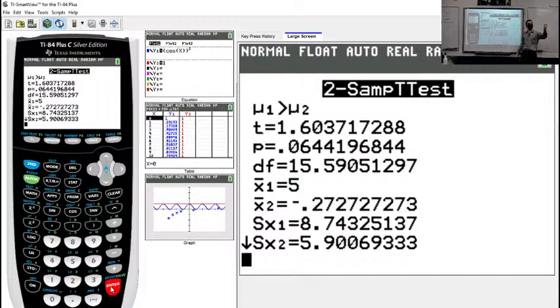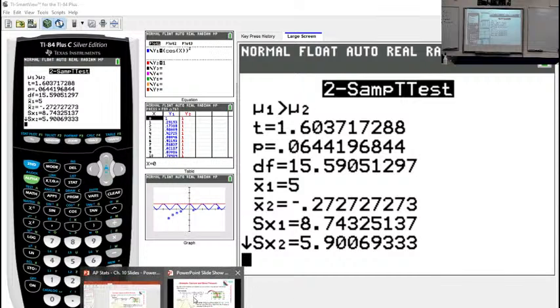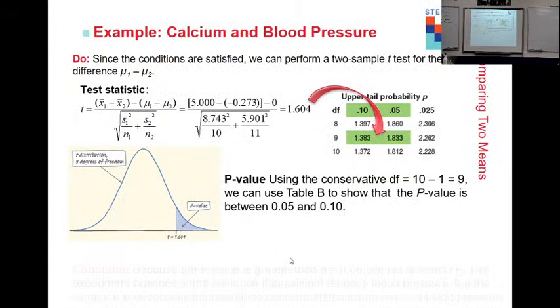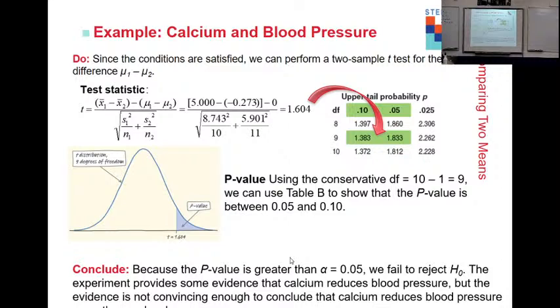In step 4, the p-value is greater than our alpha level. That means we're going to fail to reject, which means there is not enough evidence for our alternative. Not enough evidence that it reduces the blood pressure. So let me put that up there for you. There you go.